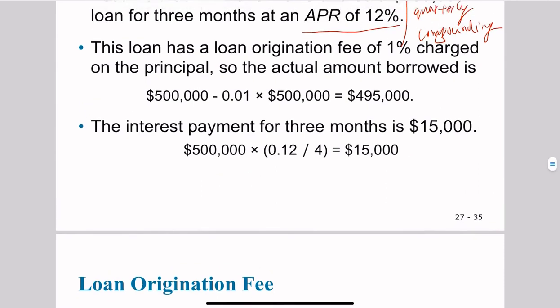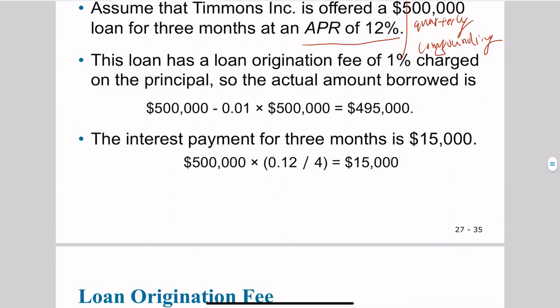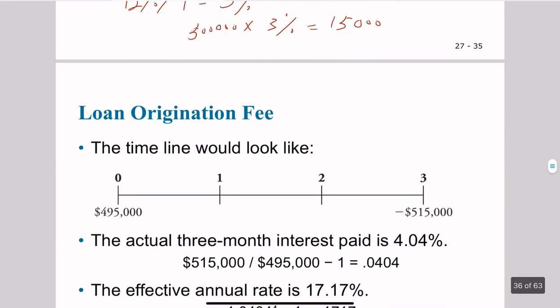we know that the interest rate is 12% APR. And if we have quarterly compounding, then it means that the 3-month interest rate is 12% divided by 4, which is 3%, right? So if the firm borrows for 3 months, then it has to pay $500,000 times 3%, which is $15,000.